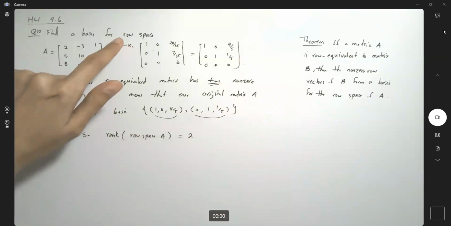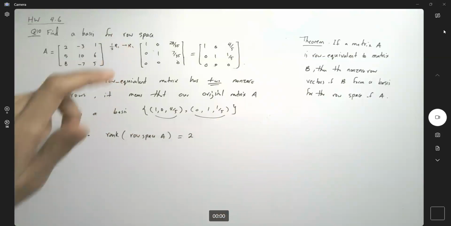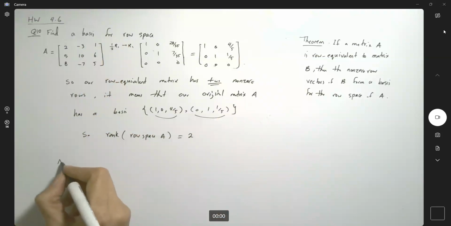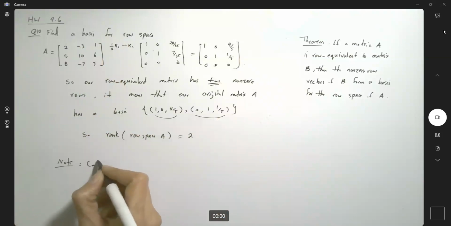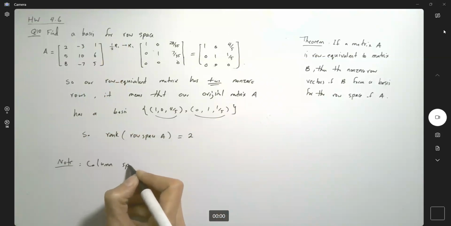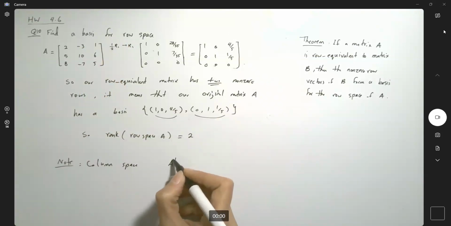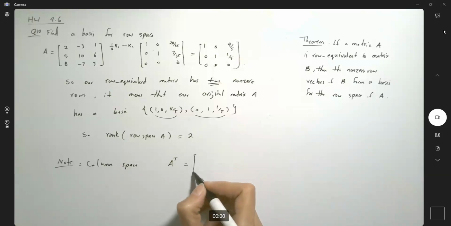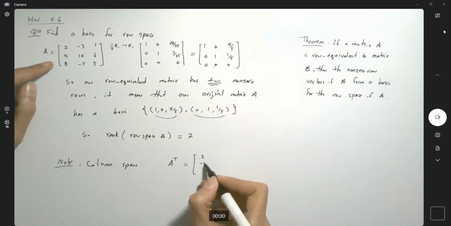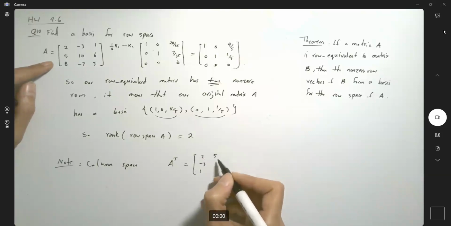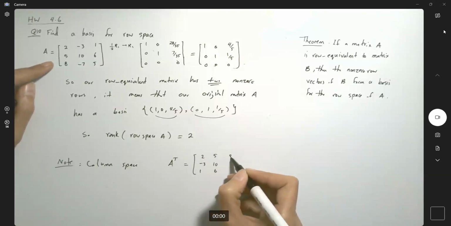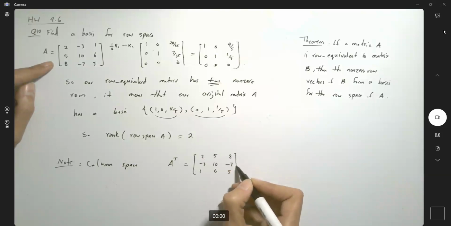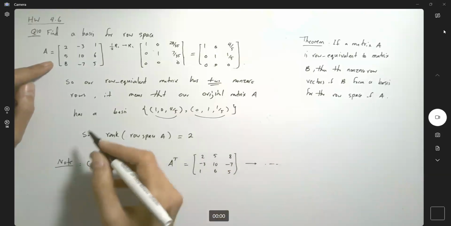Again, if I ask you to find the basis for the column space, just a note: you just need to write down the transpose of the matrix and reduce that. So here you get 2, -3, 1, 5, 10, and 6, 8, -7, and 5, and do the process all over.